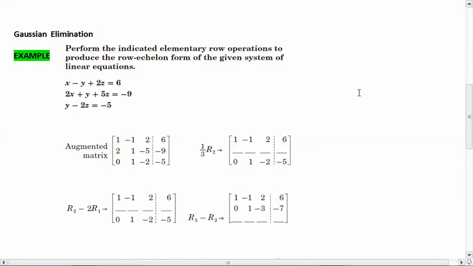Let's look at another example. We're told to perform the indicated elementary row operations. Elementary row operations are exactly what we just did. We're multiplying equations and adding them to other rows.